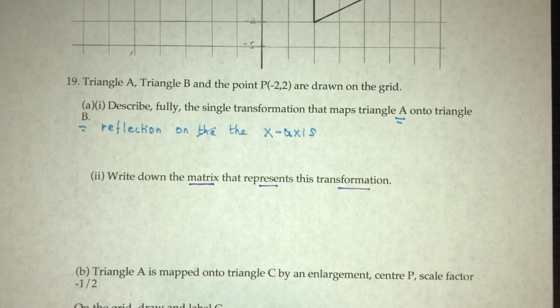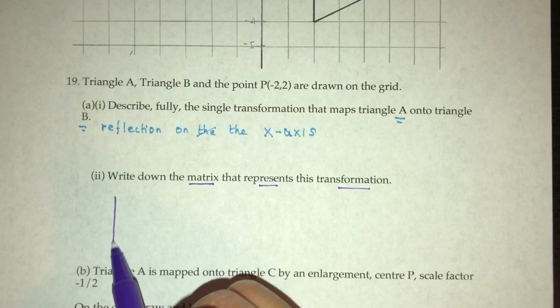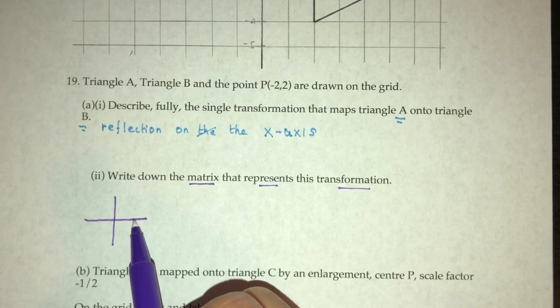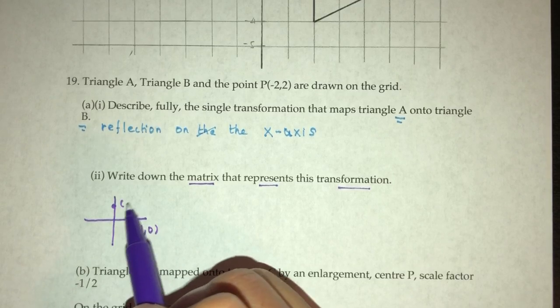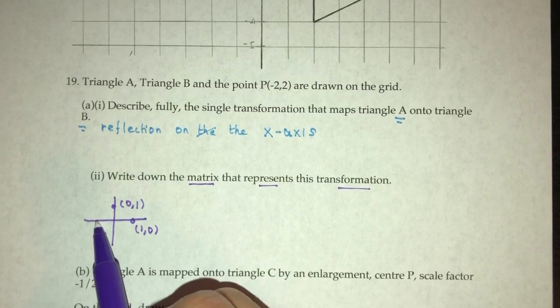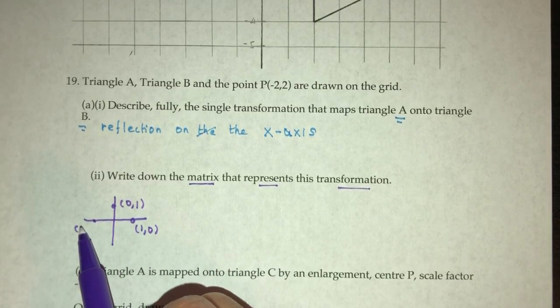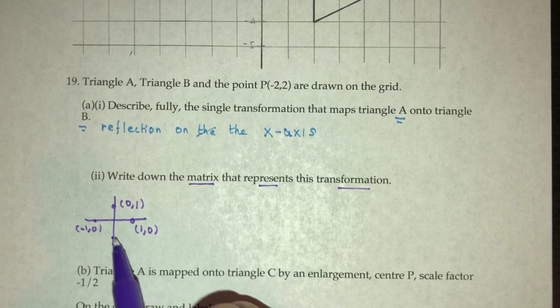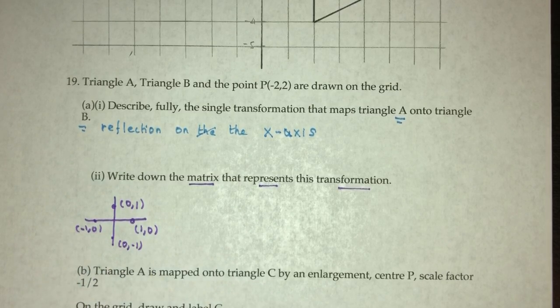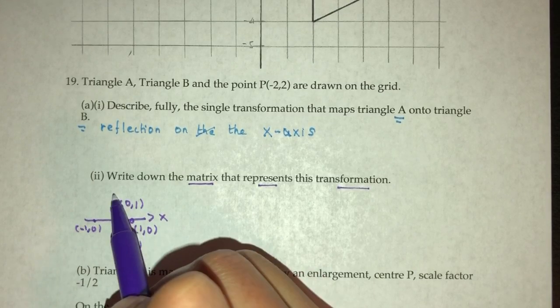So here we have to use a trick. If you don't remember the matrix, we can just use a trick. First you begin with your axes. You take these 2 points first. This is the point 1, 0, and the point 0, 1. This is the point minus 1, 0, and this is the point 0, minus 1. Now, this is the x-axis, this is the y-axis.